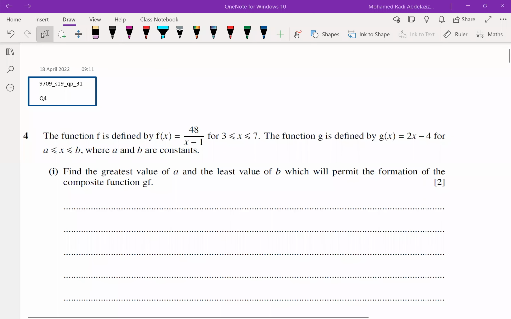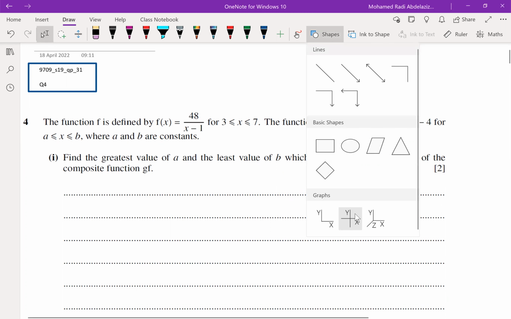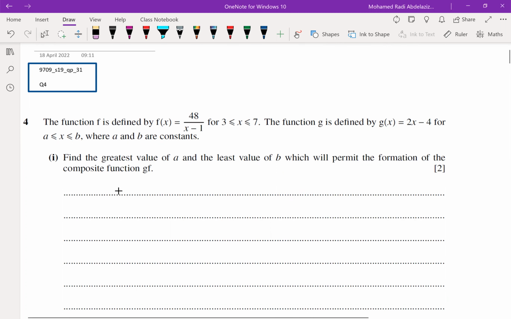Hi guys, in this tutorial I'm going to show you how to solve question number 4, June 19, variant 3. Looking at this function, the function f is defined by f of x is equal to 48 over x minus 1. The first step to understand the domain and range of any function is to learn how to sketch the function.